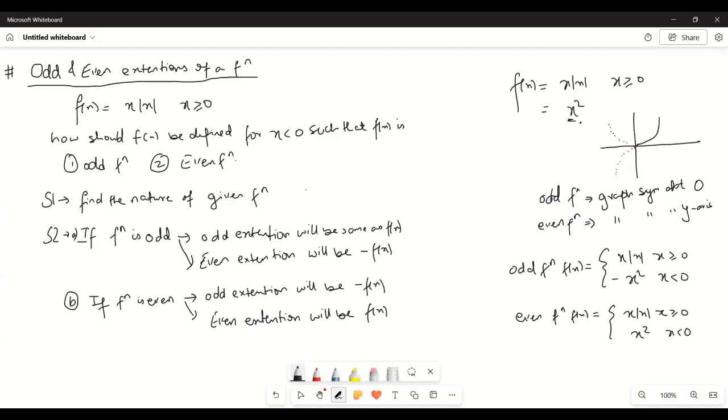Because x square, the original function, is even, the even extension will be the same as the function. So x square will remain. And the odd extension will become minus of f(x). So minus of x square it will become. You know, this is what we get.